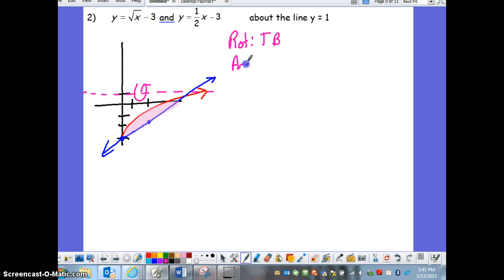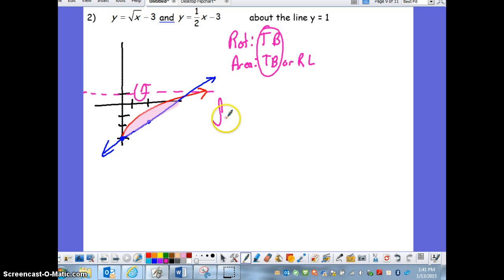The area, I can do it either as a top-bottom or as a right-left. So I have a choice as to how I want to do this. Since the equations are already set up as y equals, the y's are alone, that means we have it in terms of x. I'm going to match it up and do the top-bottom. So I'm going to use a washer. And then you could also use a shell here. That would work.